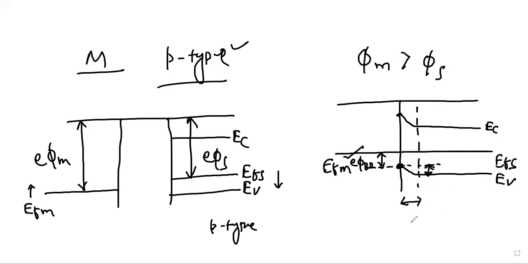So this is all about the energy band diagrams for different metal and semiconductor junctions, depending on the phi m and phi s value, whether phi m is greater than phi s, phi m is less than phi s, or the semiconductor chosen is N type or P type. So we will discuss more about the contacts and the IV characteristics as well as junction properties in the next video.